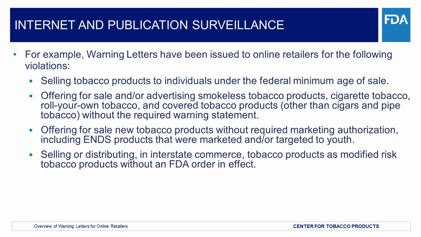Here are some examples of warning letters CTP has issued to online retailers. Selling tobacco products to individuals under the federal minimum age of sale. Offering for sale and/or advertising smokeless tobacco products, cigarette tobacco, roll-your-own tobacco, and covered tobacco products other than cigars and pipe tobacco, without the required warning statement.